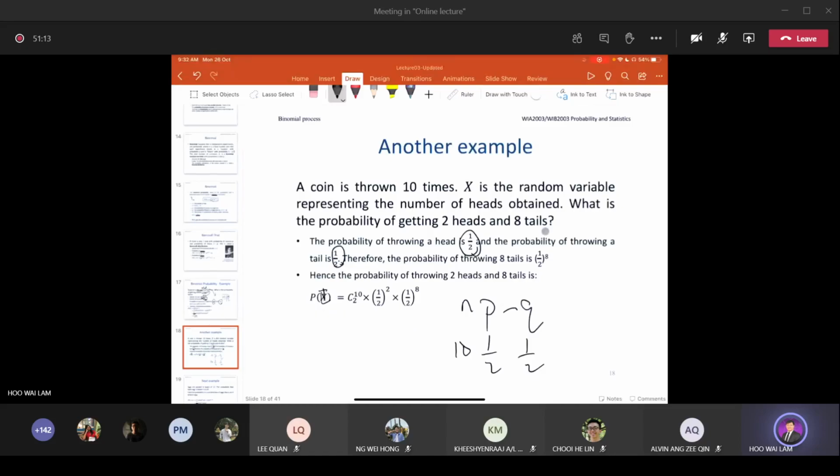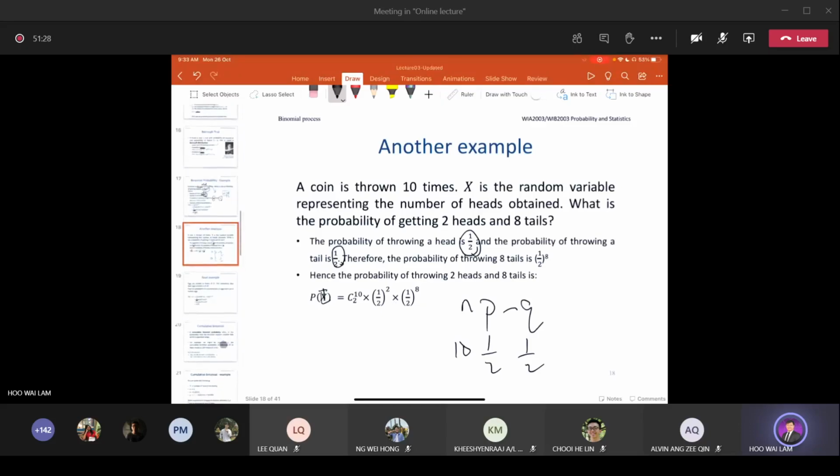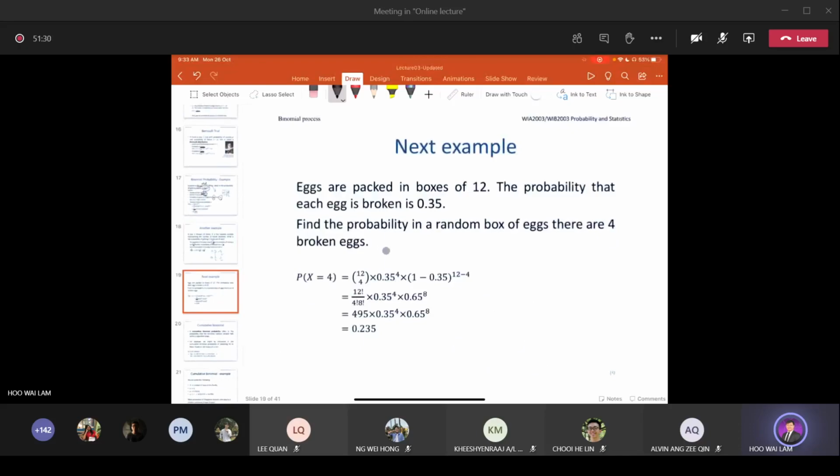Again, this one, hopefully you will get the answer, because it's actually quite straightforward. Once you are able to capture the patterns or capture the correct variables in the questions, then binomial distribution is not that difficult to solve.